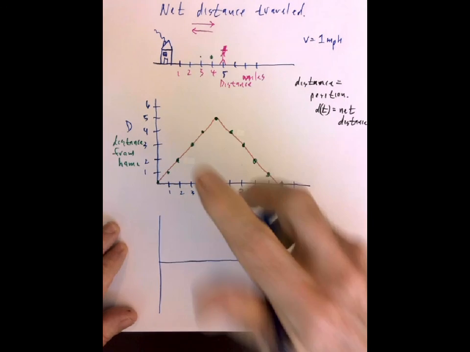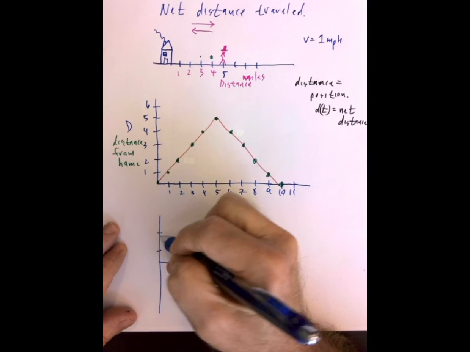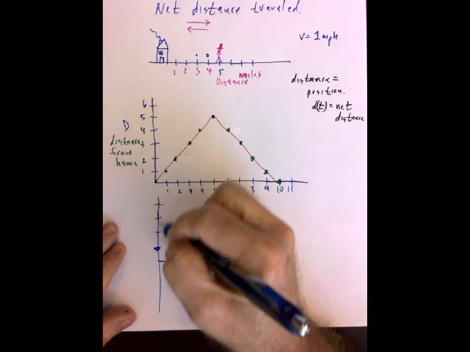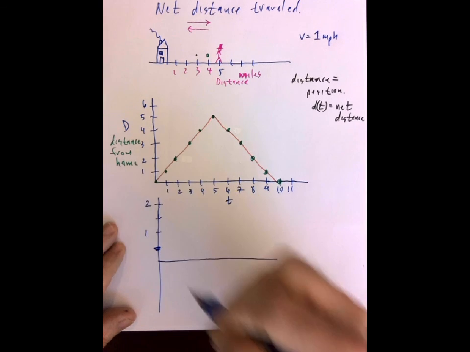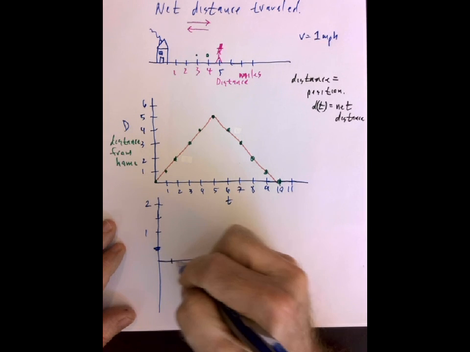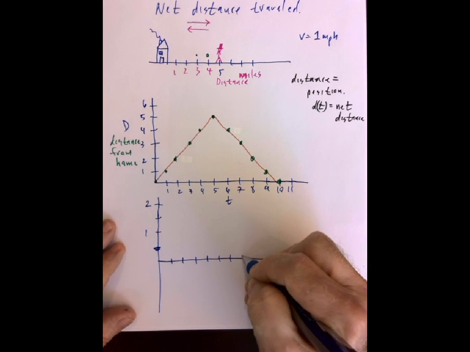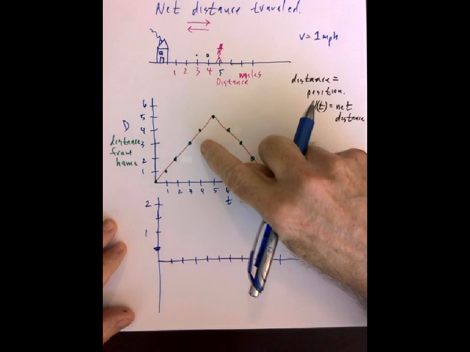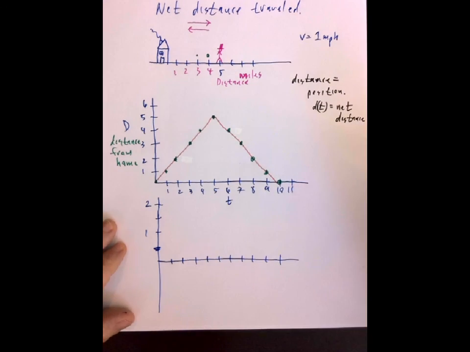And he was always traveling, and this will be 1 mile an hour, 2 miles an hour. He was always traveling at 1 mile an hour for the entire distance traveled. 1, 2, 3, 4, 5, 6, 7, 8, 9, 10. For the first hour, he's traveling at 1 mile per hour.